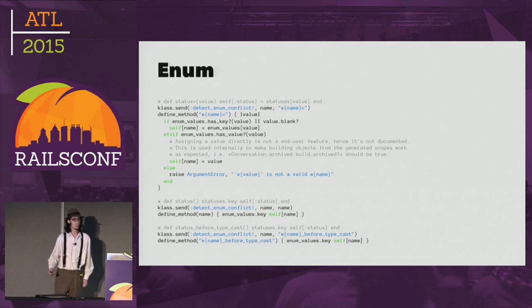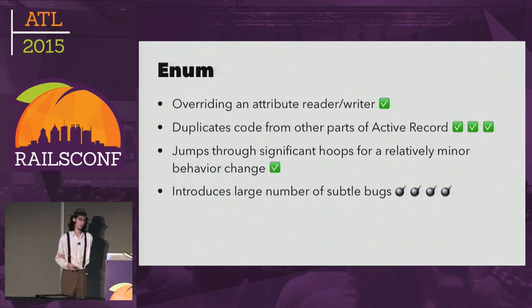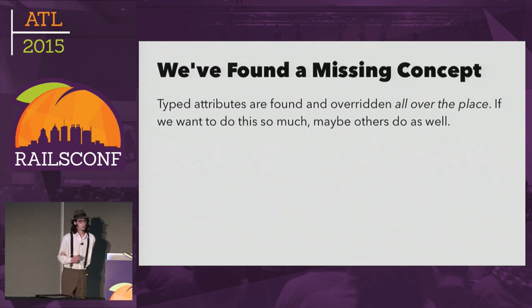Another example is enum, where we're representing an integer as a known set of strings. Here we're overriding the writer method, we're also overriding the reader method, we're also overriding the before typecast, and there's several others. And once again, enum was a large source of a significant number of bugs, disproportionate to the size of the feature. So we found our missing concept. Typed attributes are overridden everywhere.